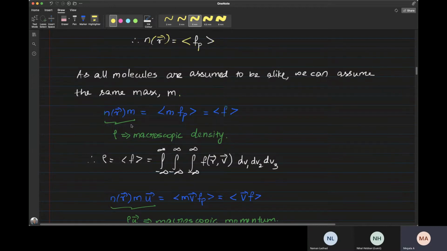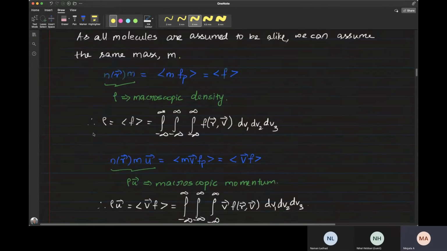So this part is actually the macroscopic density. This is number density into mass. Number density of molecules in physical space into mass becomes the macroscopic density. Therefore, the macroscopic density can be just written as F, and we have defined this to be this integral.